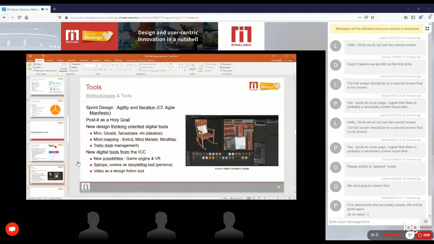We can think about what webcomics can bring for storytelling, for example. And video is becoming a very important tool for a more future-oriented approach, which is called design fiction.